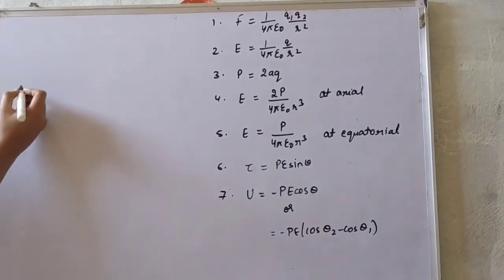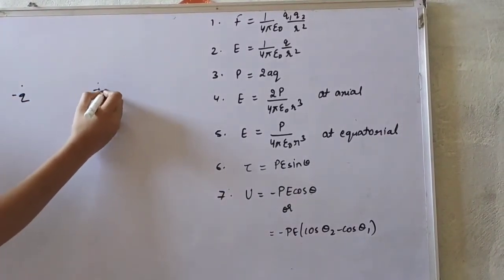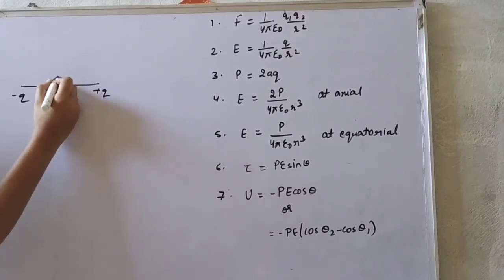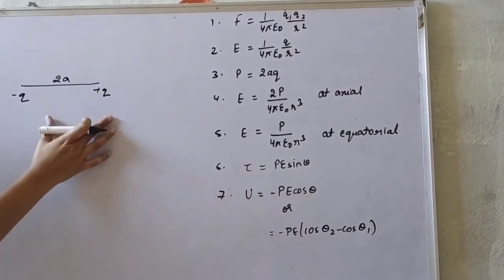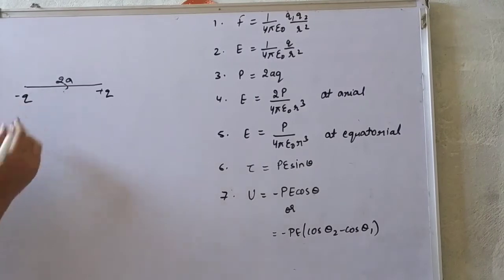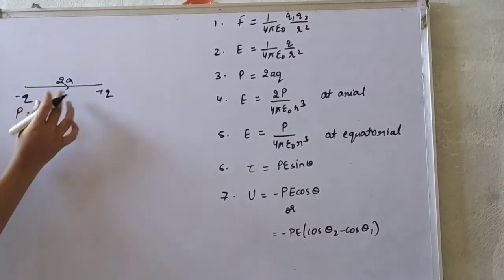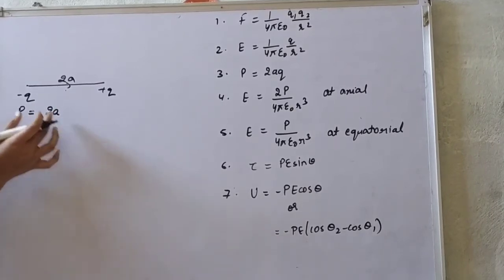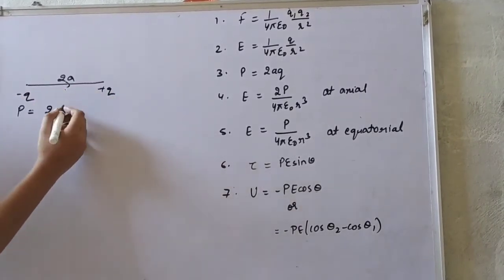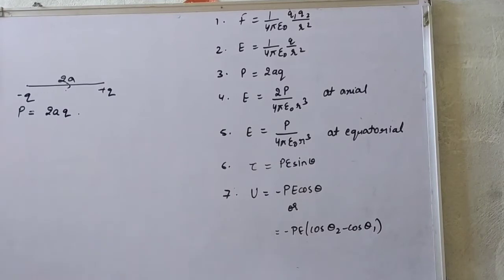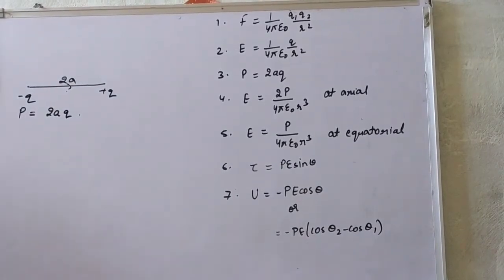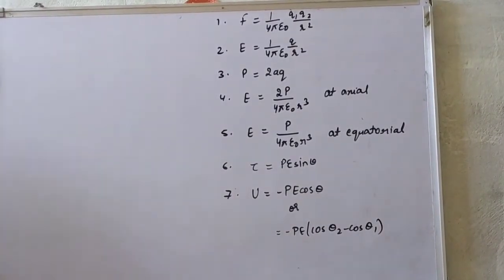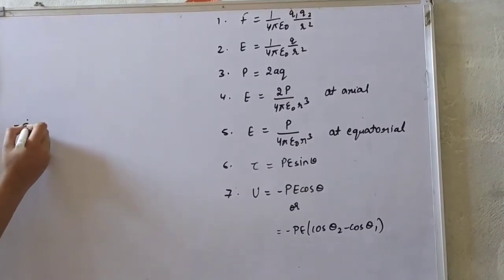Dipole moment means two equal and opposite charges separated by distance 2a, and the direction of this dipole is from negative to positive, in which p is equal to 2a, the distance between these two charges, multiplied by the magnitude of any one charge, that is q. This is dipole moment.